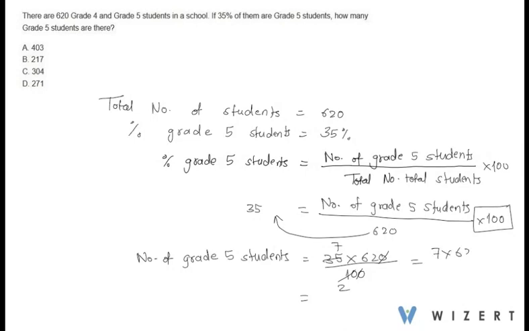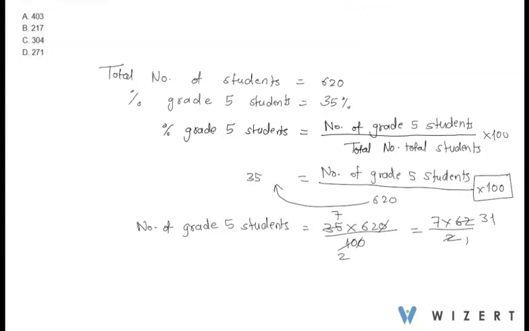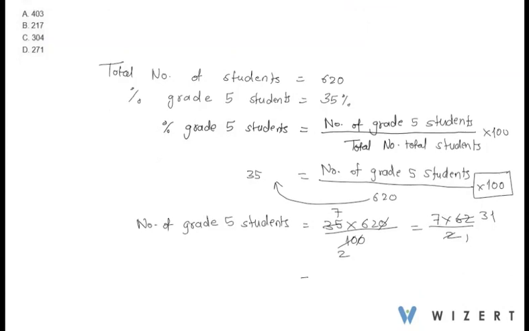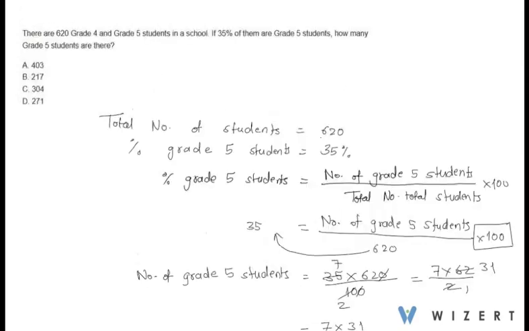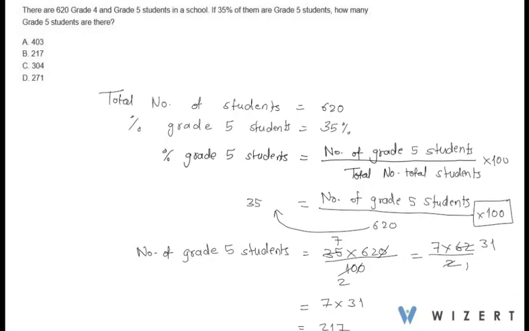So what do we have? 7 into 62 divided by 2, and that is equal to, 2 1s are 2, 3 1s are 62. So what we have here is 7 multiplied by 31, which is equal to 217. So the number of grade 5 students is 217. So the answer is option B.